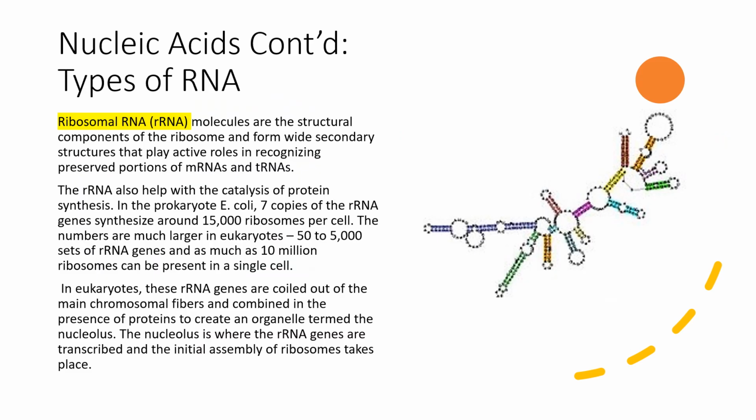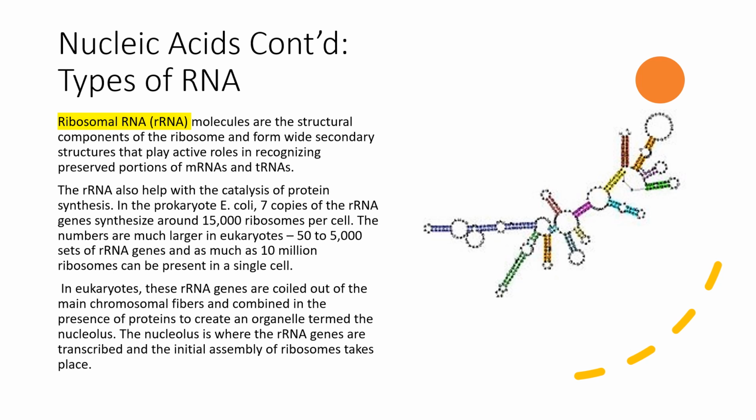Now let's consider ribosomal RNA, or rRNA. rRNA molecules are the structural components of the ribosome and form wide secondary structures that play active roles in recognizing preserved portions of mRNAs and tRNAs. The rRNA also helps with the catalysis of protein synthesis.